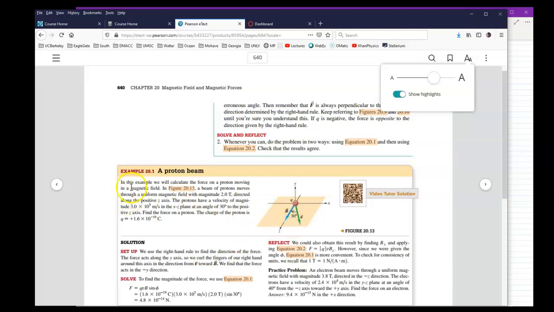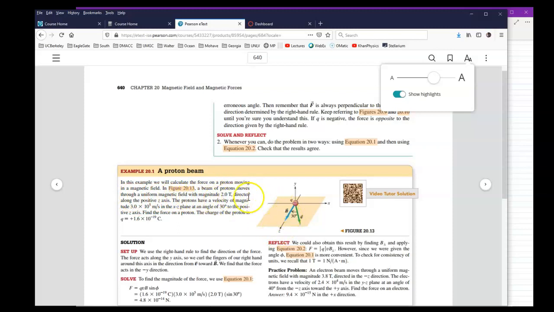But anyway, so in this example, we will calculate the force on a proton moving in the magnetic field. Okay, the magnetic field is along the z-axis. He has a different set of axes. Anyway, so there is a z-axis right here. So we have a proton moving along the z-axis. A beam of protons moves through a uniform magnetic field of magnitude 2 Tesla.